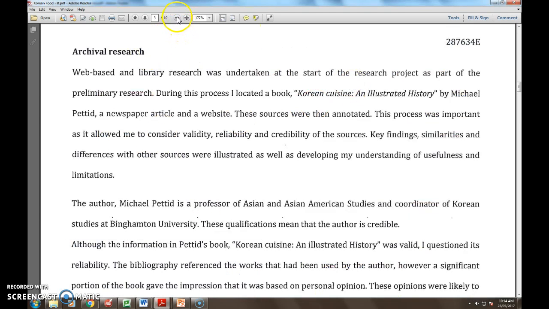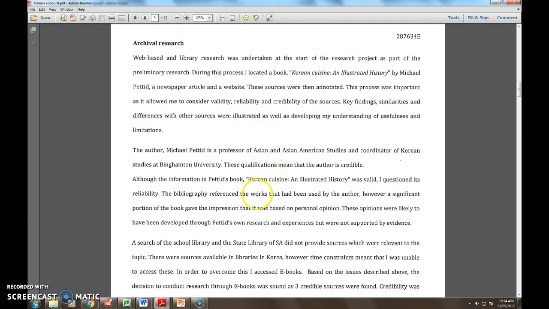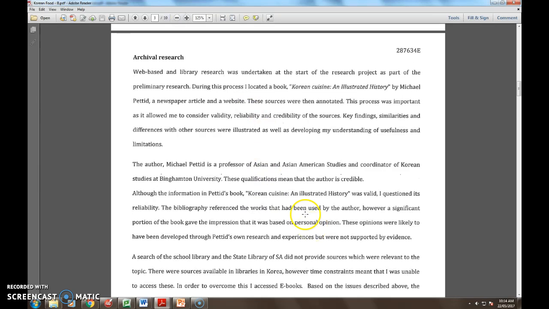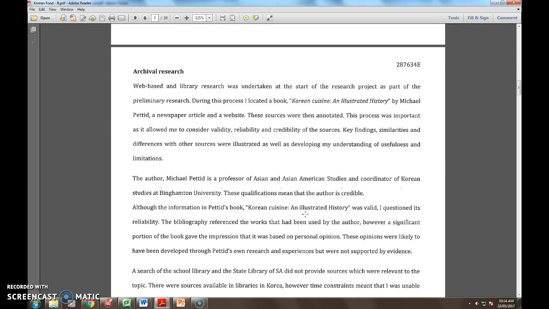This one is a third example, and again, it comes down to, here's the type of research that I'm discussing and talking about: web-based and library-based research, preliminary research. Here's a book that I started with, a newspaper article on a website. This process was important, so making a judgment call. It allowed me to consider validity, reliability, and credibility. And again, making sure that you're using those in the correct context and not interchangeably.